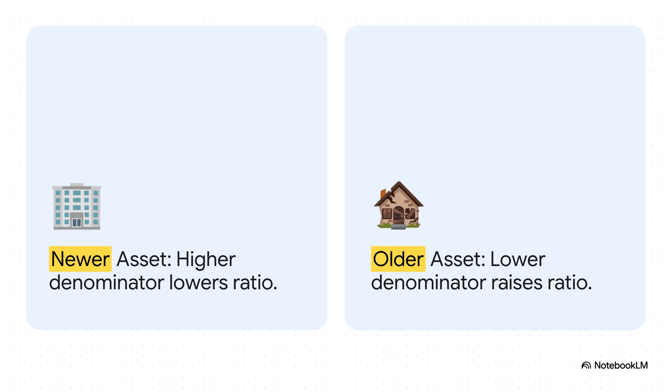You get a massive, artificially high turnover ratio. It creates this perfect illusion of high efficiency, even if the actual day-to-day operations haven't changed one bit, compared to a shiny, brand-new factory that has a much larger denominator. Bottom line, you absolutely must consider the age of the assets.